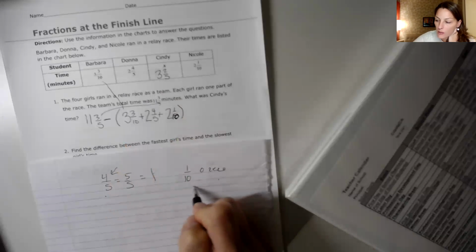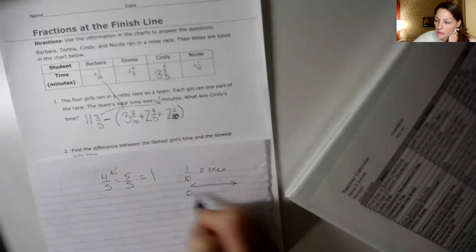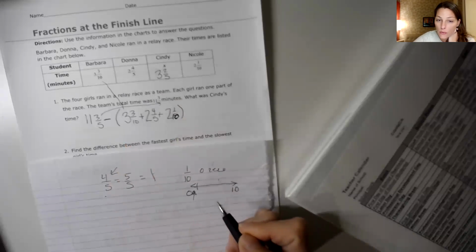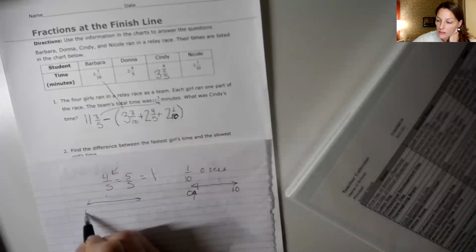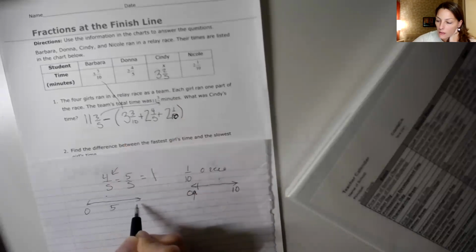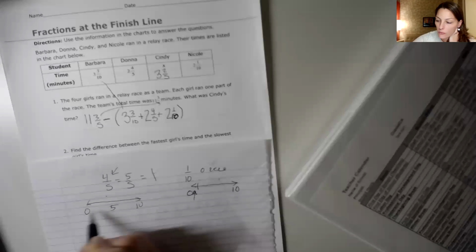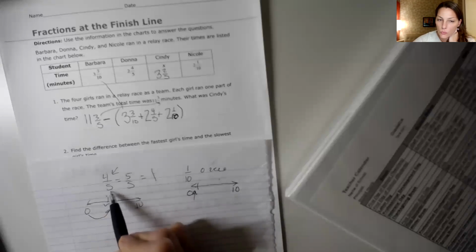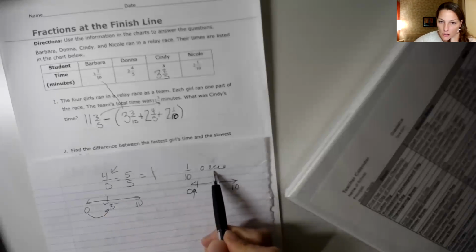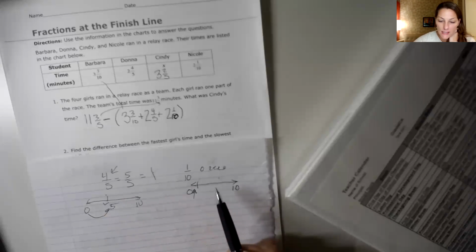If you look at a number line with 0 and 10, and she's at a 1, she's very close to 0. Whereas if you estimate on a number line 0, 5, 10, from 0 to 5, and she's at 4, she's almost already at 5. So this is almost 1. Because this is a lower, smaller number, Nicole's time is the fastest.